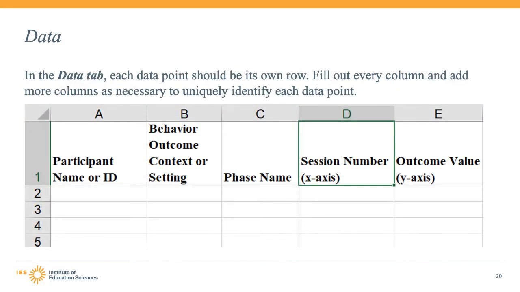The Data tab is a place to record the outcomes for any studies that meet WWC single case design standards with or without reservations, and for which the WWC will estimate an effect size. Fill out every single column, and then add any additional columns necessary to uniquely identify each data point. For this tab, each data point should be its own row.